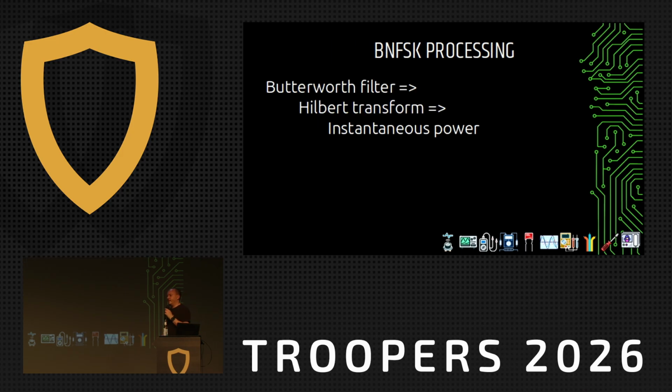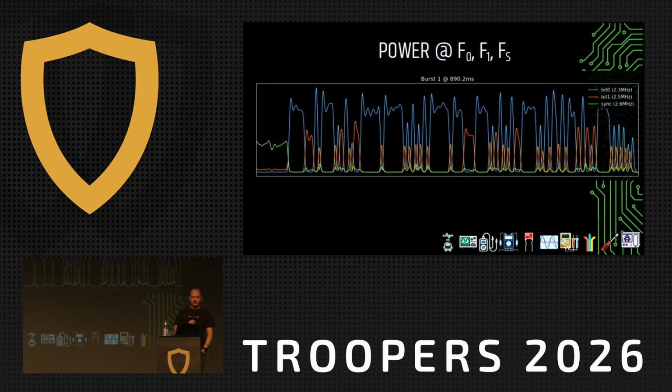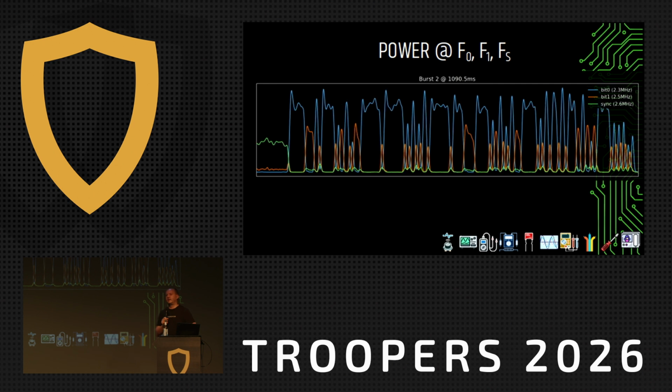Now, me and my friends did some magic to process it, basically applying some nice signal processing to it: a Butterworth filter, a Hilbert transform, and then instantaneous power. This is what we got. These are 3 different bursts. At the very beginning, I believe it sends one frame multiple times because it doesn't receive the acknowledgement that the frame has been received. So it's the same data.